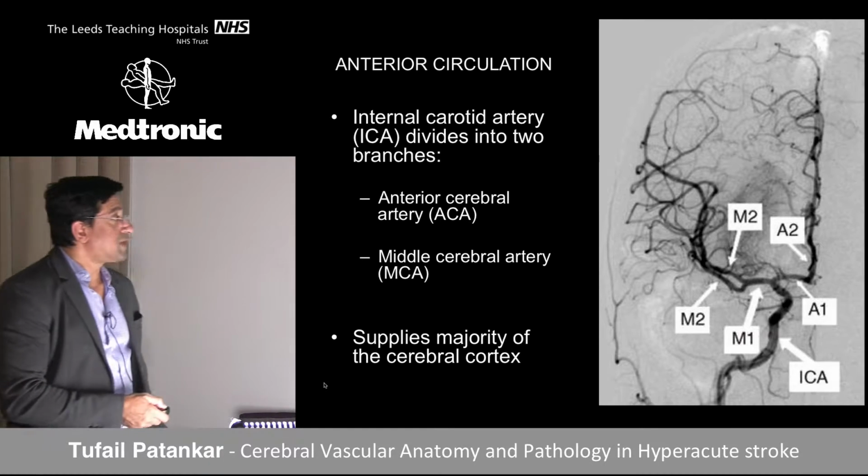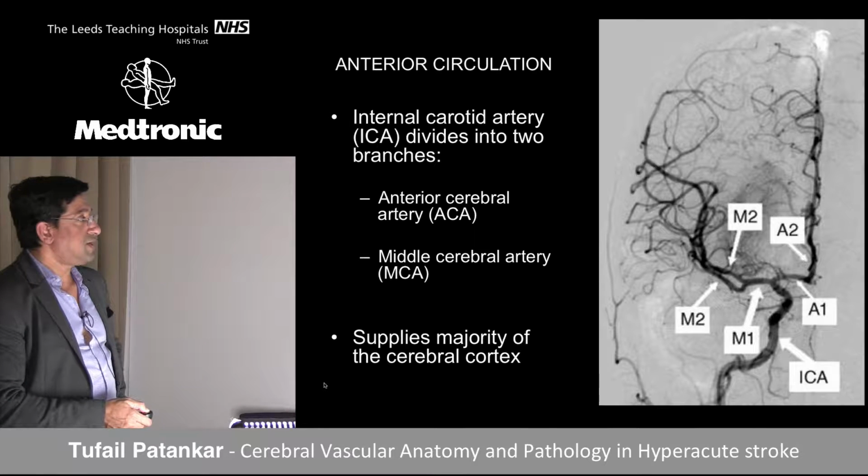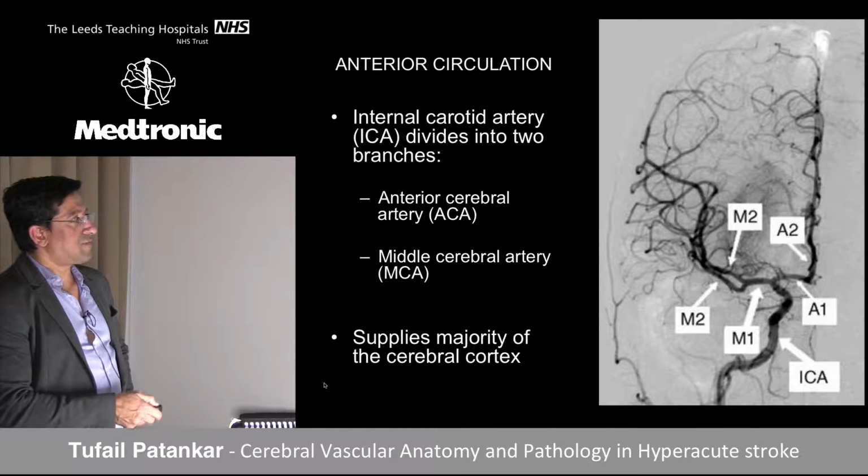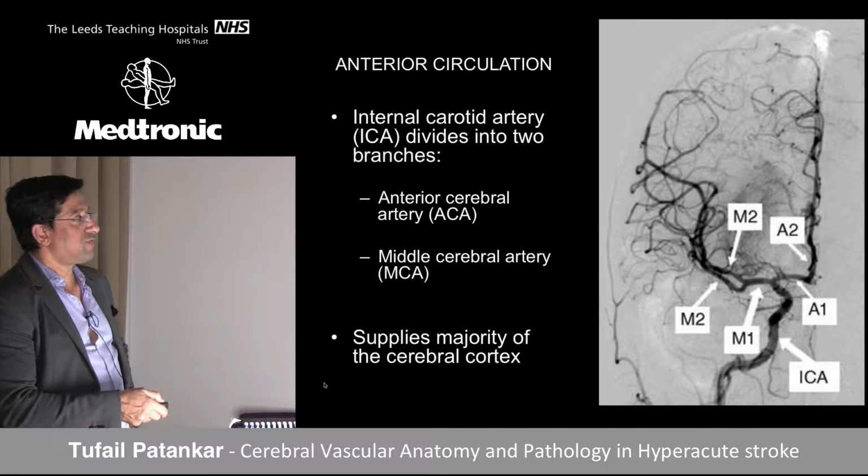So then, moving on from the anterior choroidal artery, we are moving to the anterior circulation. Again, you can see the internal carotid artery, the middle cerebral artery, which is M1. You've got the M2 here. And again, this is what we are looking at at the moment from an endovascular point of view.